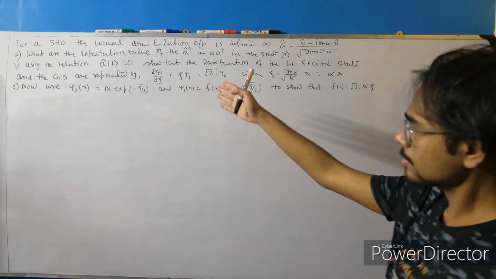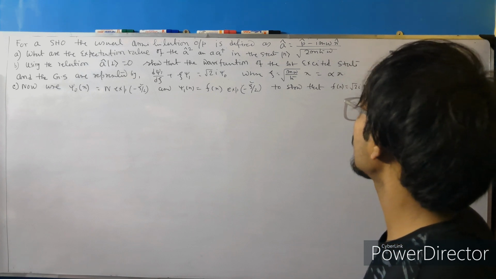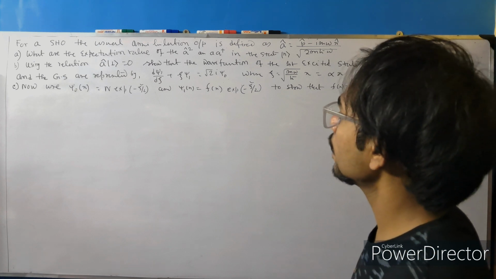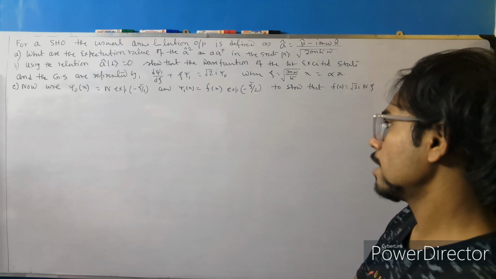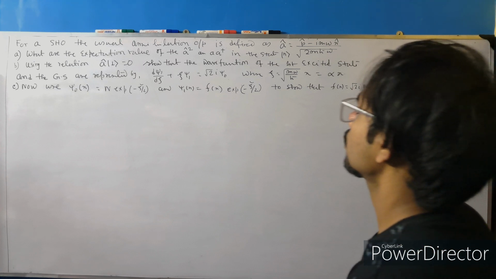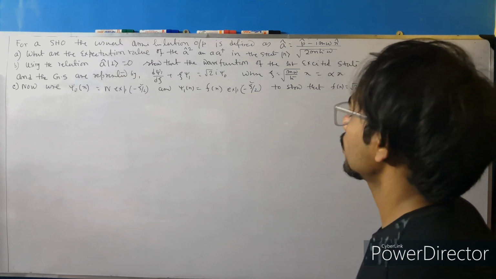So the three questions are: what are the expectation values of A square and A dagger in the state n, and using the relation A acting on ket 1, where 1 means the first excited state of a harmonic oscillator, is giving us a 0. That means the ground state with eigenvalue 0.